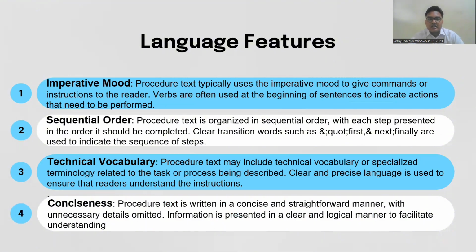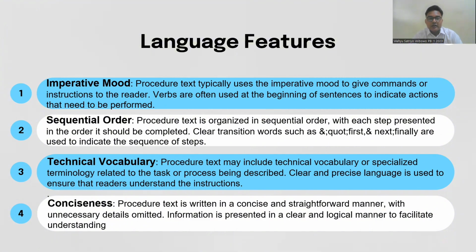And the next is the language features. The first is imperative mood. Procedure text typically uses the imperative mood to give commands or instructions to the reader. Verbs are often used at the beginning of the sentence to indicate actions that need to be performed.